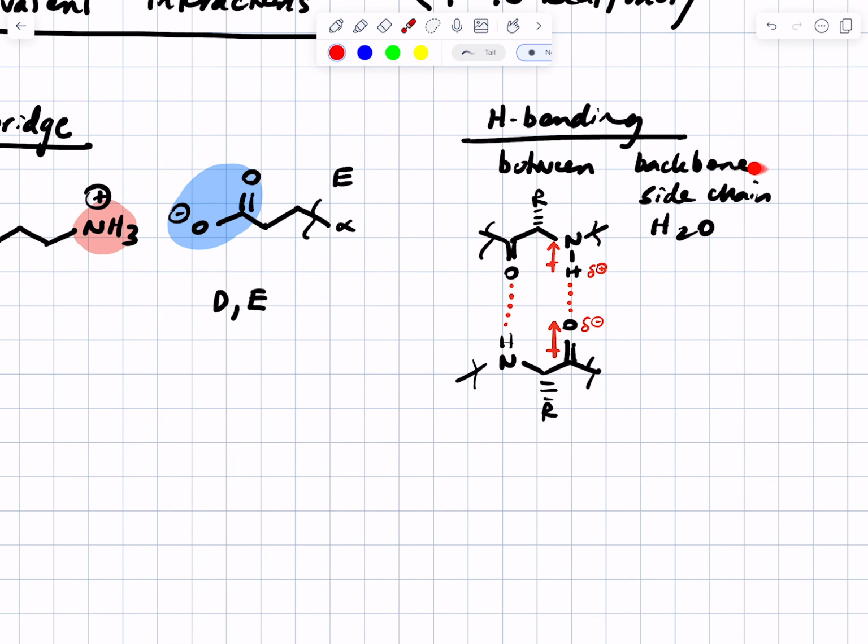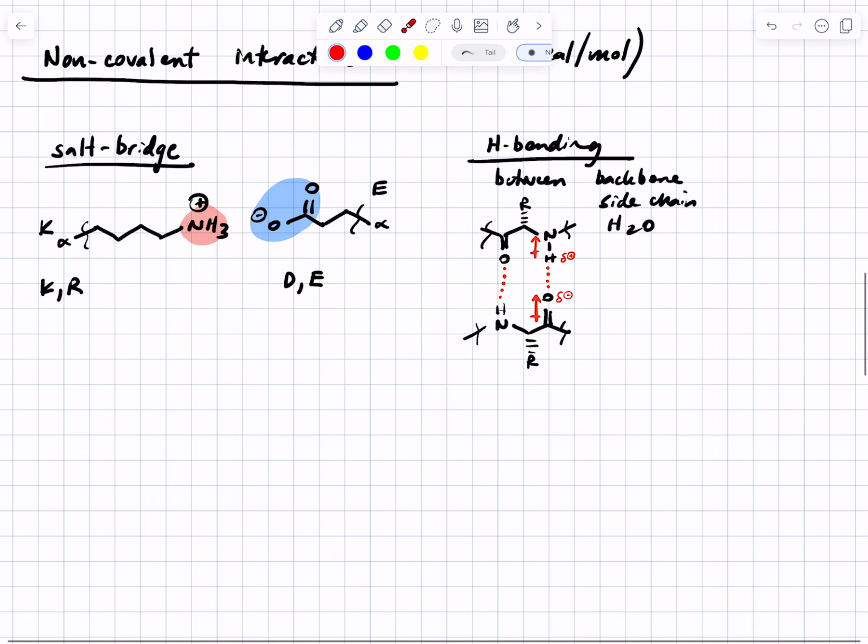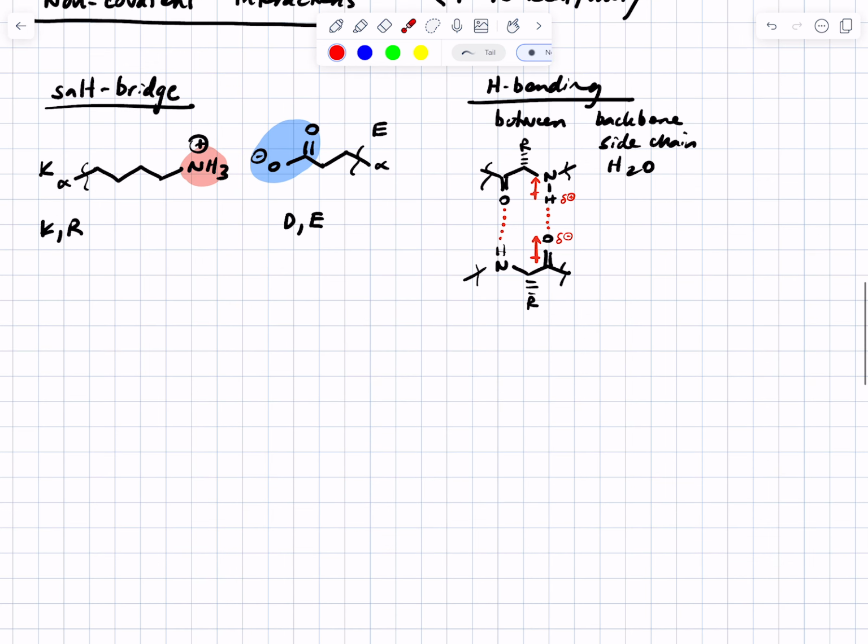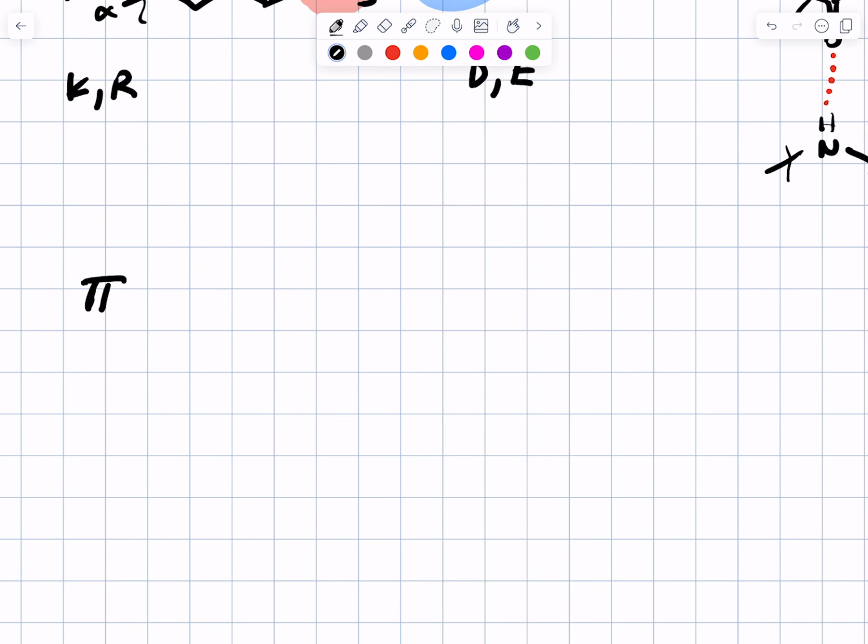And these can occur, again, between groups in the peptide backbone, between groups in the side chains, between water, and all possible combinations of those. So these occur all over the place. They're important. There's a particular hydrogen bonding pattern that's present in an alpha helix that we'll talk about in a little bit. Here's an unusual one that you probably didn't learn about in 351.